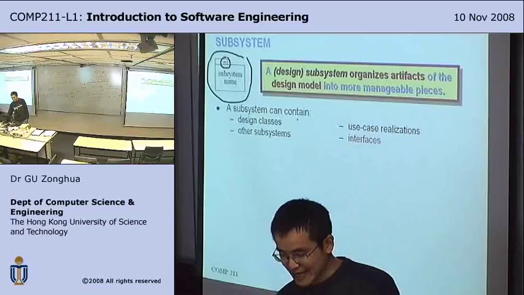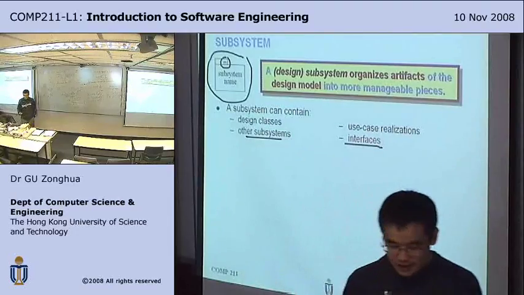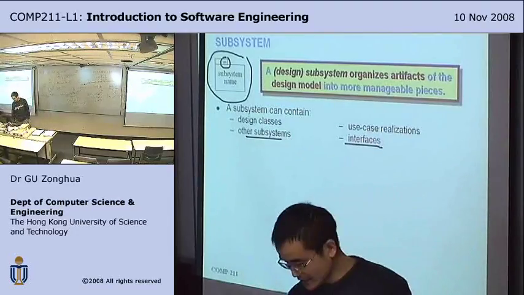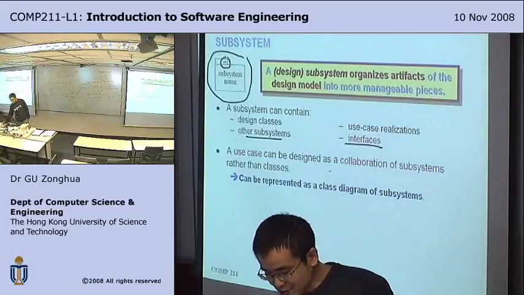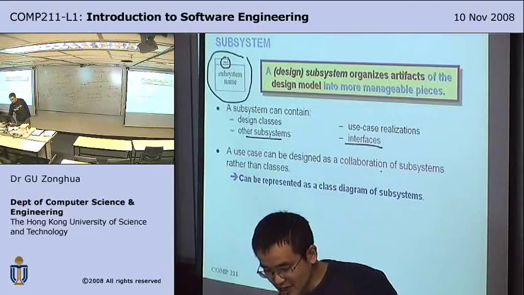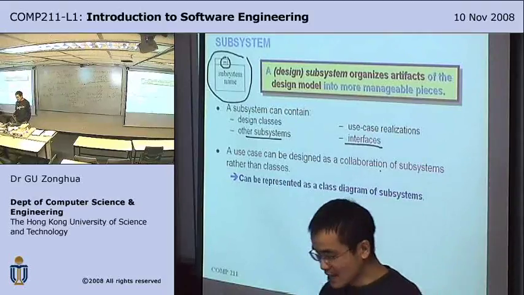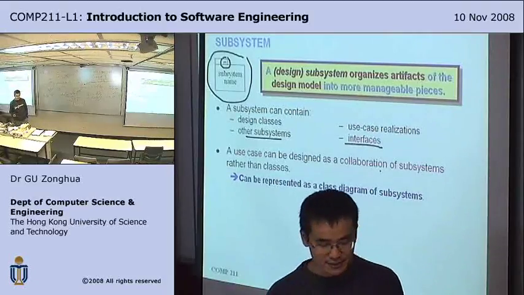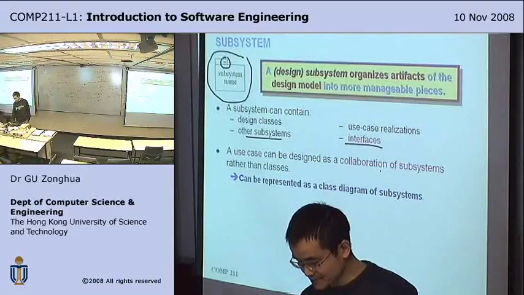So a subsystem can contain design classes, other subsystems, interfaces, and use case realizations. We'll see some examples next. It can be designed as a collaboration of subsystems rather than classes. So it can be represented as a class diagram of subsystems. It can be hierarchically nested.